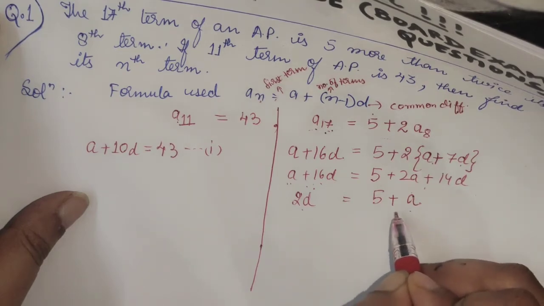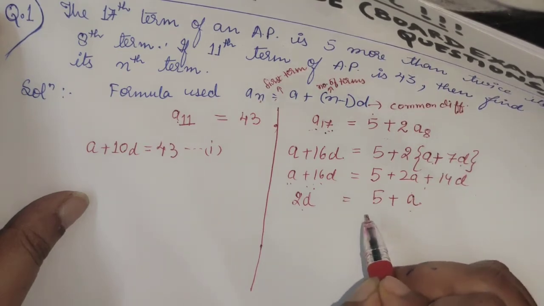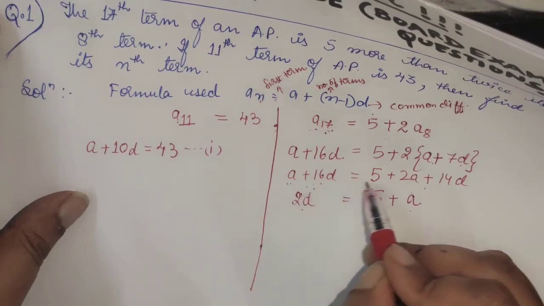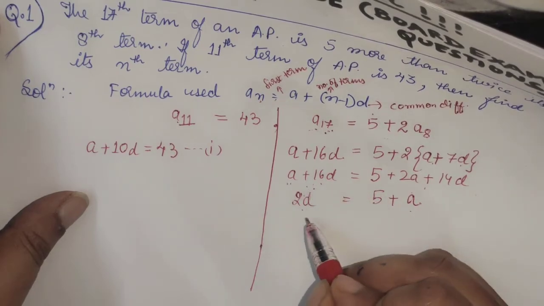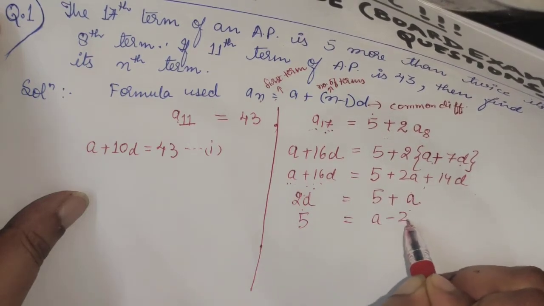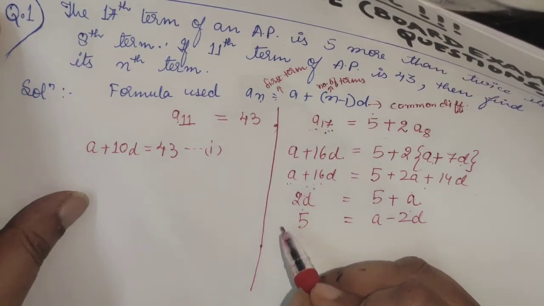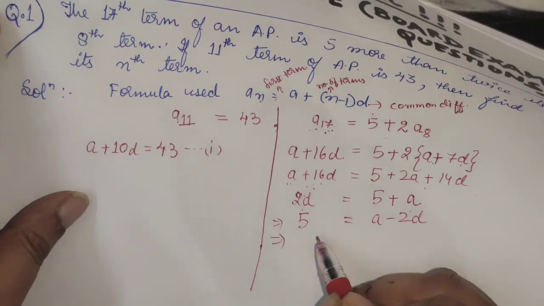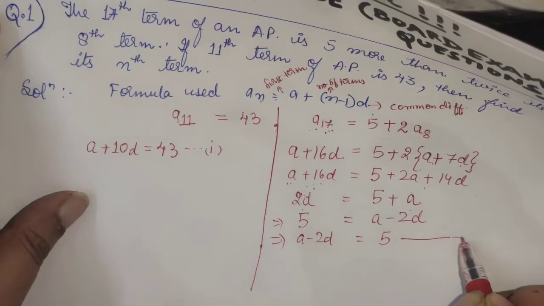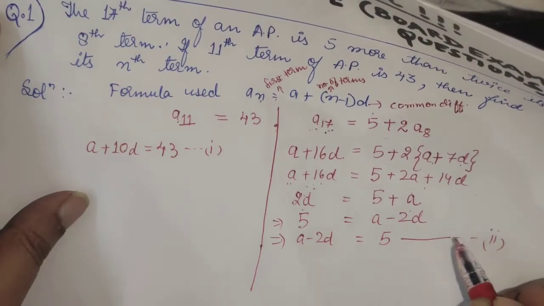So now you can write the same equation by transferring 2d to the right hand side and 5 to the left hand side. So you will get 5 is equal to a minus 2d, or you can write a minus 2d is equal to 5. So the final equation is this.